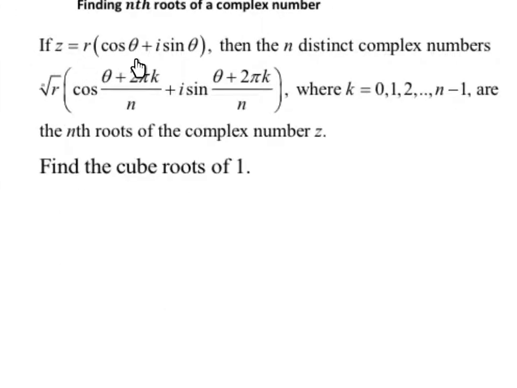If z equals r(cosine theta plus i sine theta), then there are n distinct complex numbers. The nth root of r times cosine of (theta plus 2 pi k) divided by n, plus i sine of (theta plus 2 pi k) divided by n, where k is 0, 1, 2, up to n minus 1, are the complex nth roots. So find the cube roots of 1.